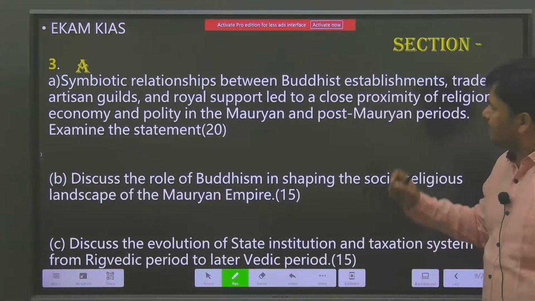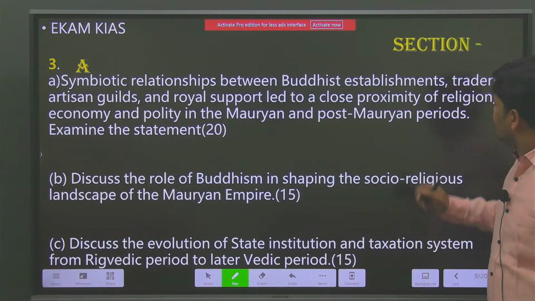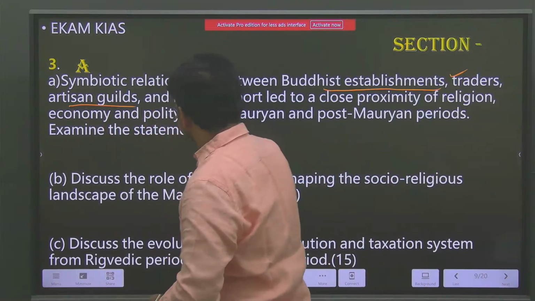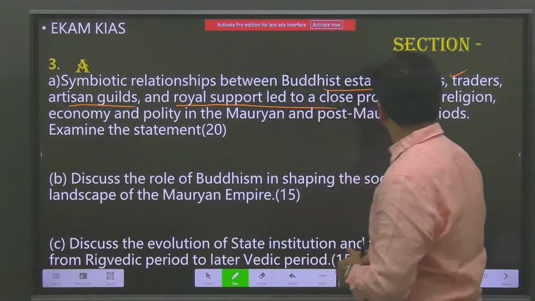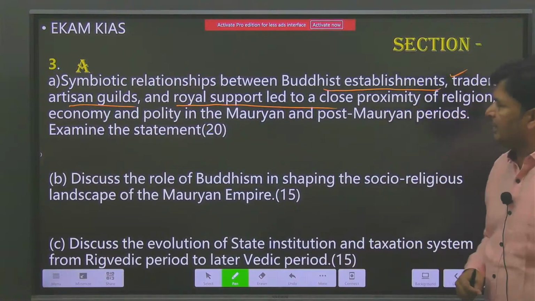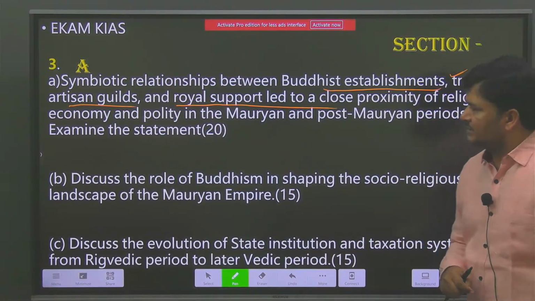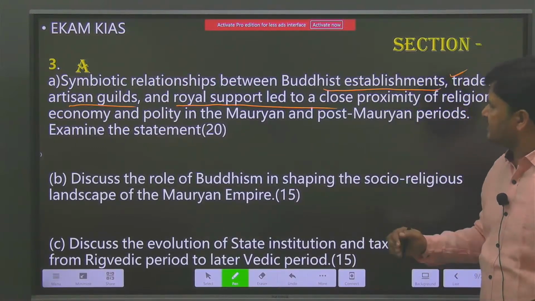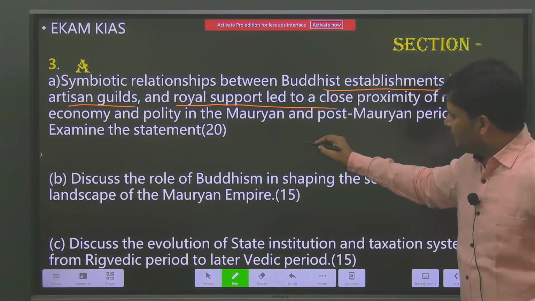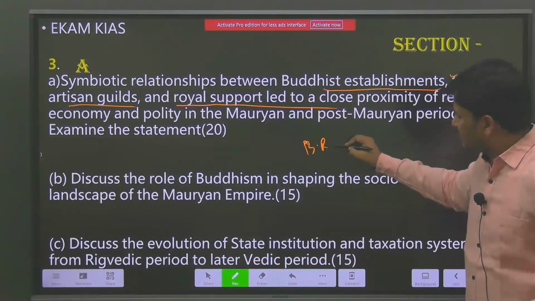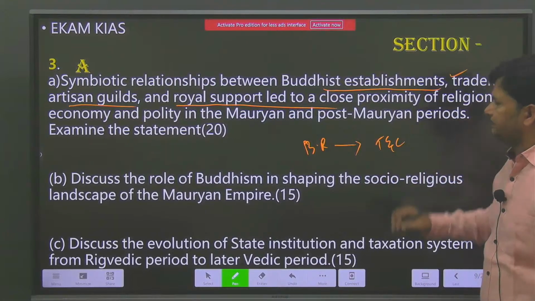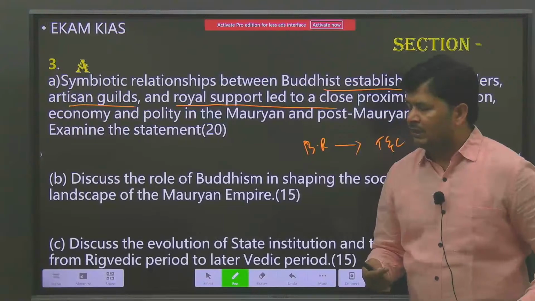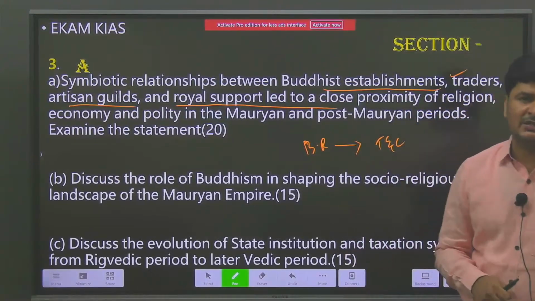The symbiotic relationships between Buddhist establishments, traders, artisan guilds, and royal support led to a close proximity of religion, economy, and polity in the Mauryan and post-Mauryan periods. Examine the statement. In fact, the question is a little bit tricky. The question is about the relationship between Buddhist rulers and trade and commerce. How Buddhist rulers, on one hand, promoted Buddhism, and on the other hand, supported trade and commerce.